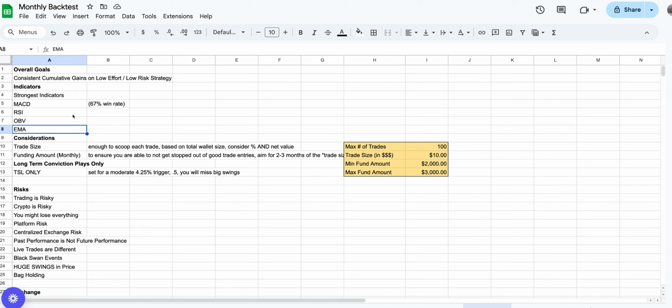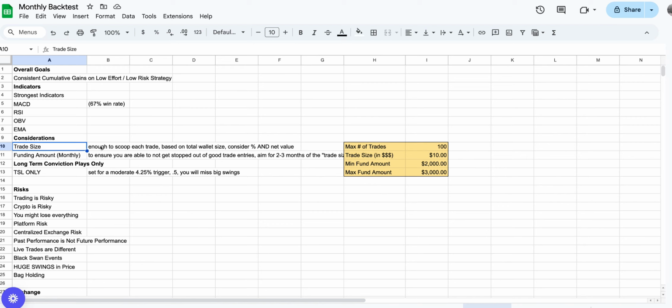And there's going to be some considerations you need to make. So you're going to need to think about your trade size. You want enough on each trade to make it worth doing, but you also want to balance this based on your total wallet size. So if you only have $100 to invest and you're trading on $5, well, making 5% on $5 is like 25 cents. So you have to discern if that's going to be good for you.